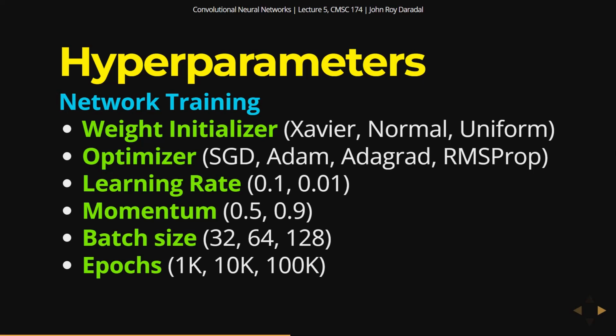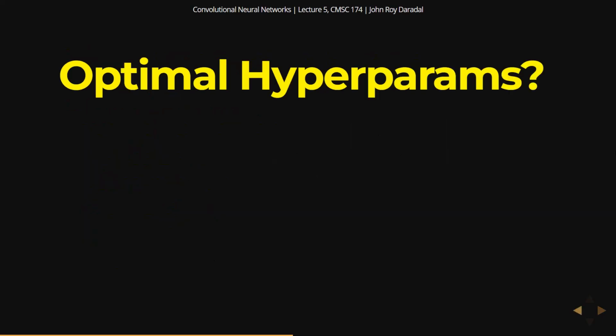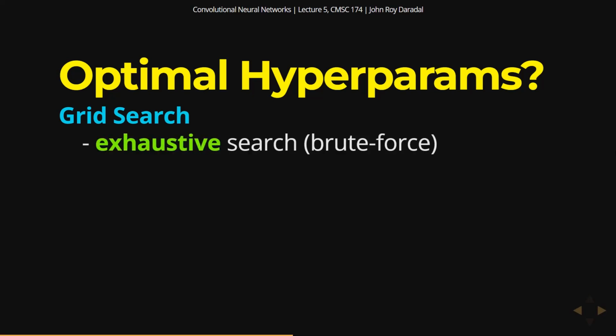Okay, but since these are still some items that you need to tweak or you need to decide on, how do you know what are the optimal hyperparameters? So one way to do that is by doing grid search. So it's basically exhaustive search or brute force. So you try all combinations.